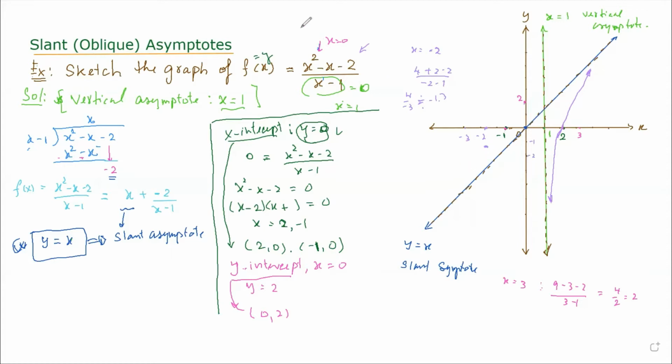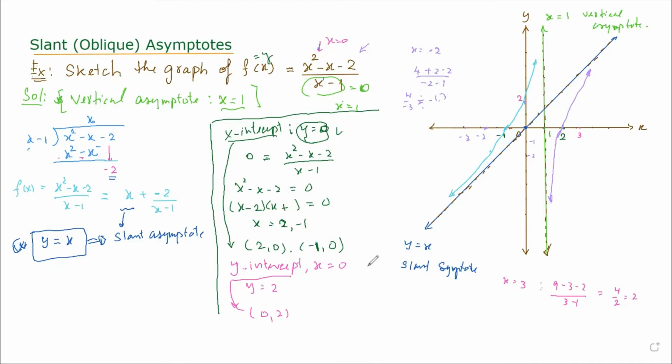So now we can have this one. I think that's all right. So we have the final graph in this one. This one, x-intercept, y-intercept here. Slant asymptote, vertical asymptote. Okay, I think that's all right.